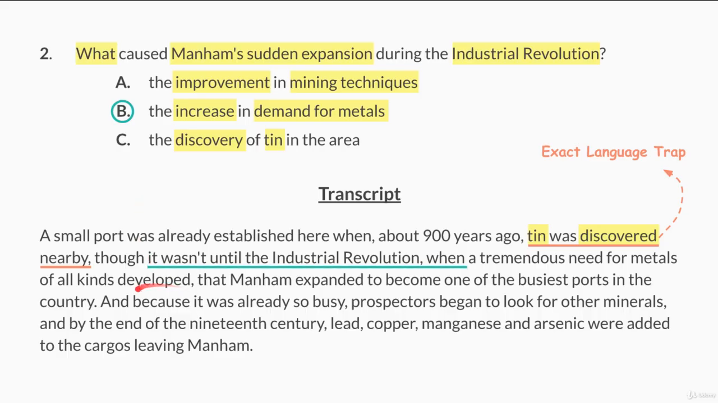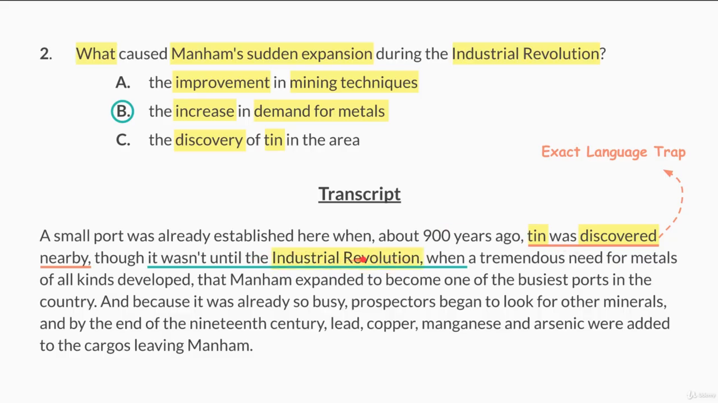Moving on, here it starts to talk about the Industrial Revolution. So it says that this port was established 900 years ago and tin was discovered nearby. However, it wasn't until the Industrial Revolution when something happened. And what happened? It talks about that over here. There was a tremendous need for metals.